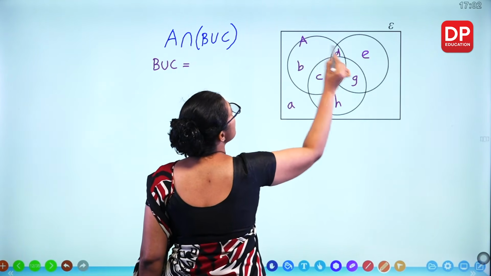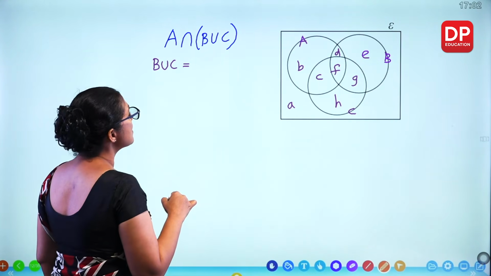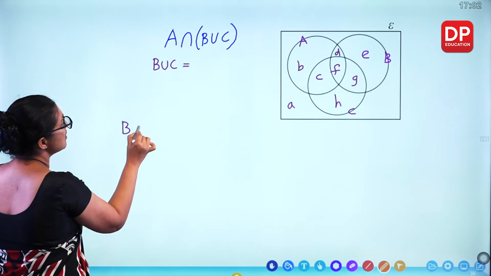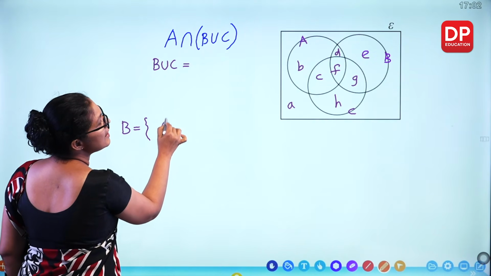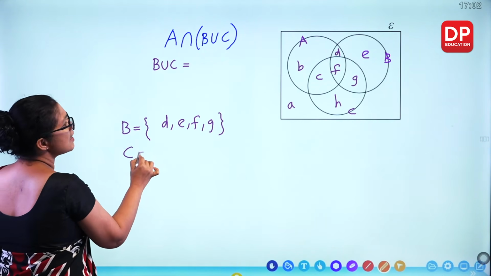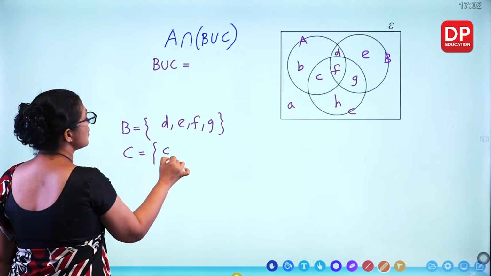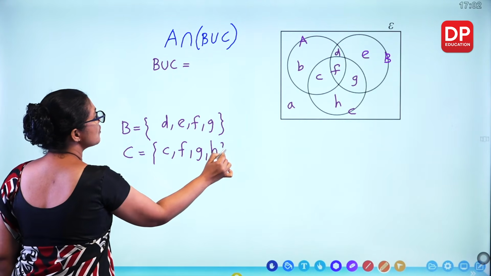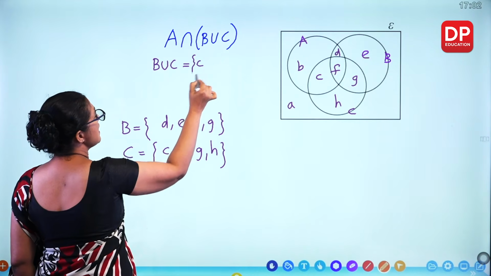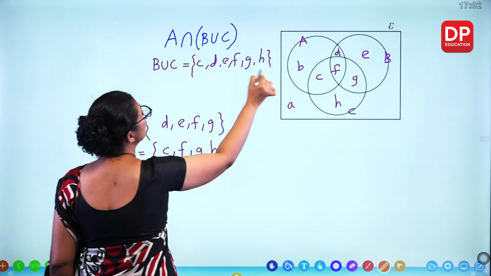I'll write this one is A, this is B, this is C. What's B first? We have to write down B. B is D, E, F, G. What is C? Inside C: C, F, G, H. So what is B union C? I can write down C, D, E, F, G, H.